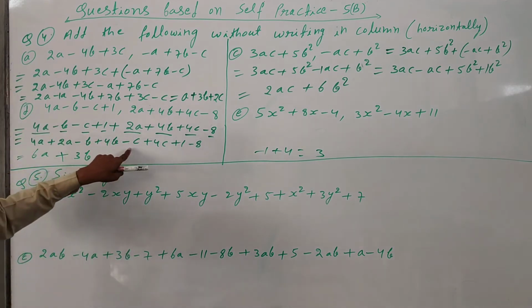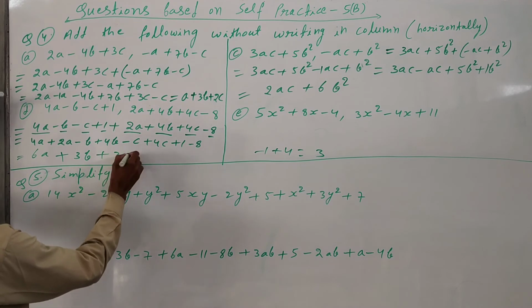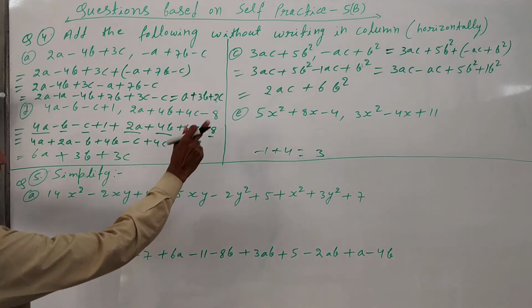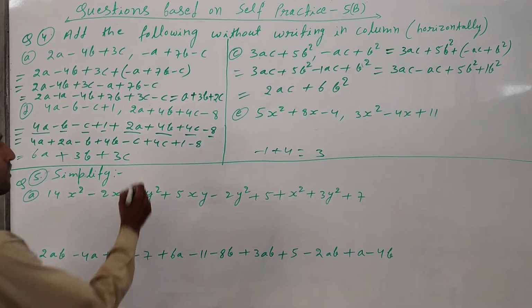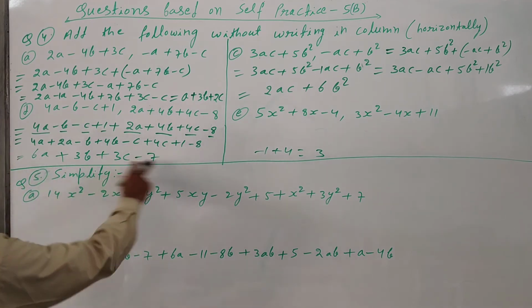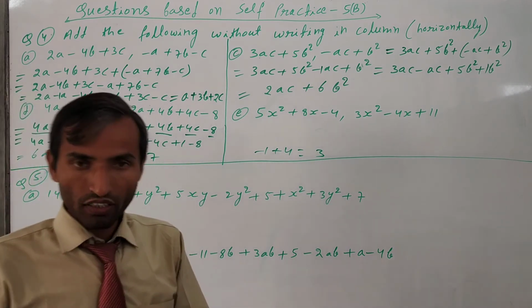After that same process here, whatever we did here, same process. So plus 3c will come and next 1 minus 8. Then negative sign is more, so it will come in negative. We will subtract here. So minus 7 will come. So final answer is 6a plus 3b plus 3c minus 7. This is the final answer.